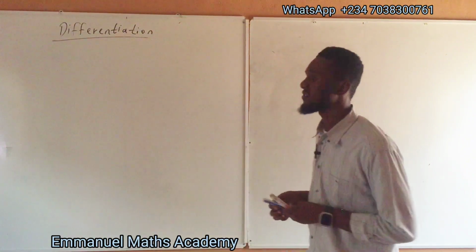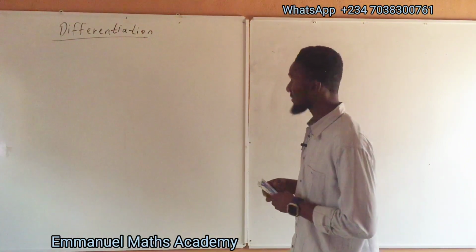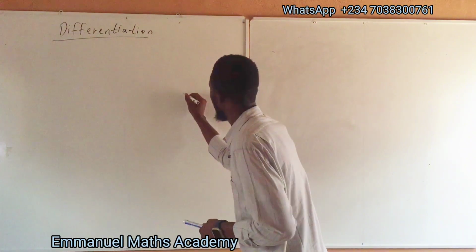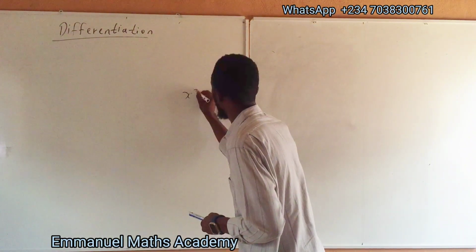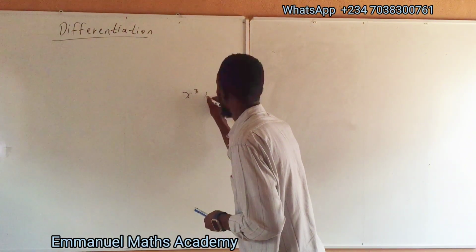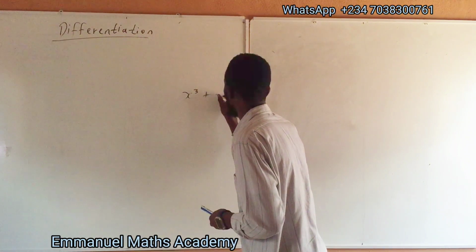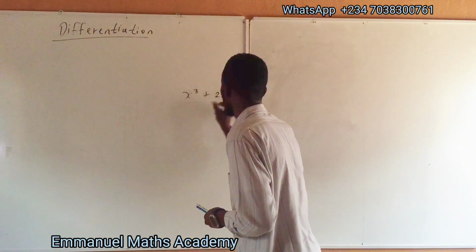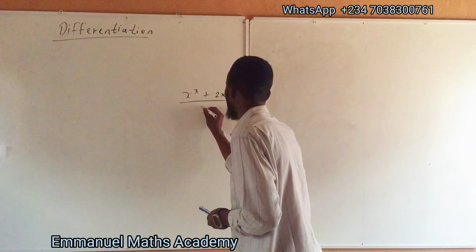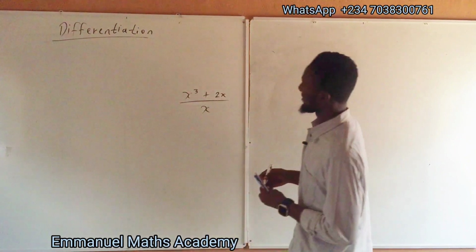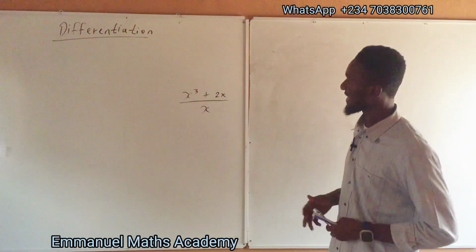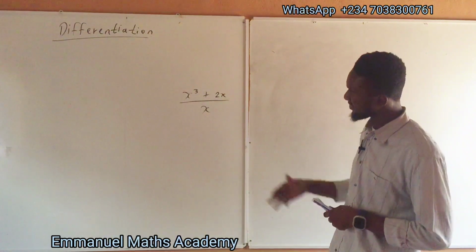And now, what if we are given a function like this? Maybe x raised to power 3 plus 2x, all over x, right? What if you are given a function like this? How do you go about this?